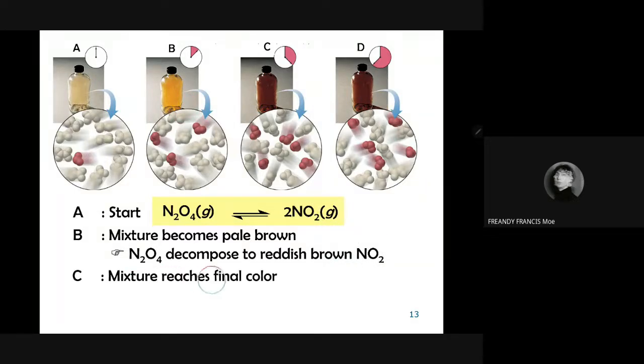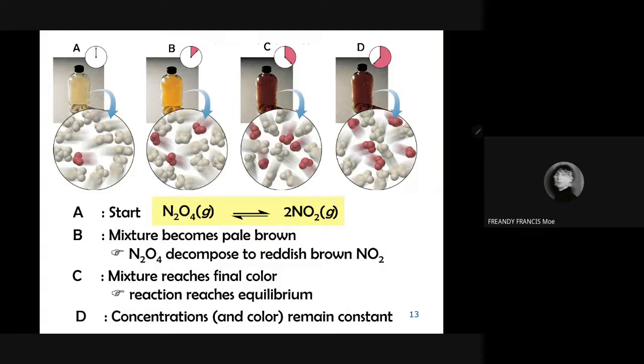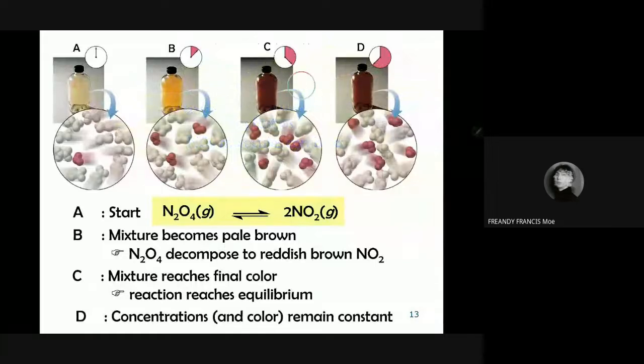Dan apabila C ni mixture reaches final color, warna terakhir dia. Reaction reaches equilibrium dan D itu pun sama jugalah. Concentration and color remains constant. So kalau kita tengok balik tadi, at equilibrium, N2O4 molecules decompose as fast as NO2 molecules combine. So N2O4 jadi NO2, dia punya kadar itu sama dengan NO2 jadi N2O4. Jadi kita tengok tiada perubahan warna pun.